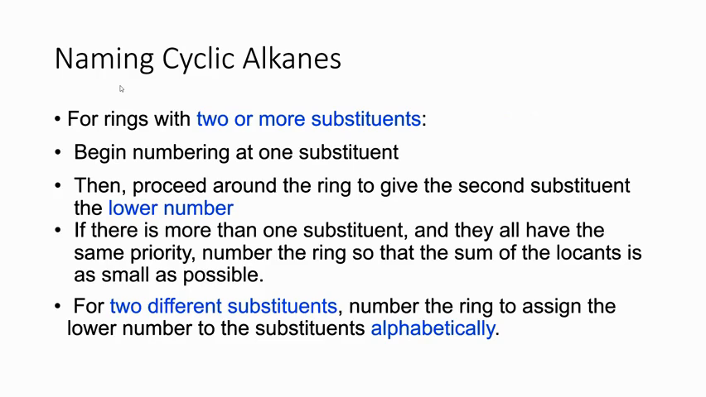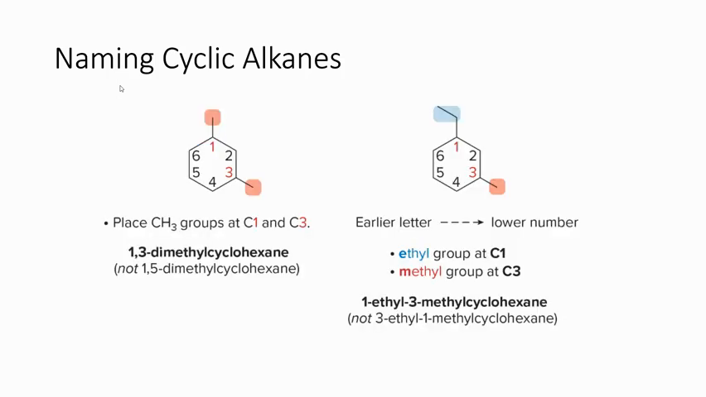Let's see. If there's more than one substituent and they all have the same priority, number the ring so the sum of the locants is as small as possible. So make sure they have the lowest number possible. And we talked about alphabetically. If there's 2 competing ones that are in the same position, either way, then you should alphabetically prioritize them.